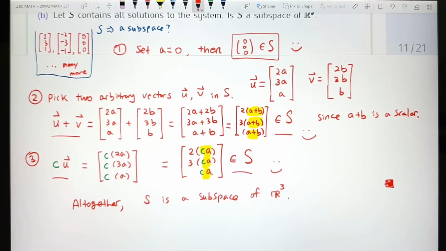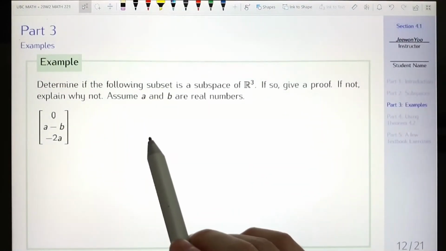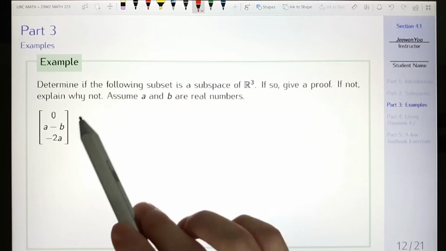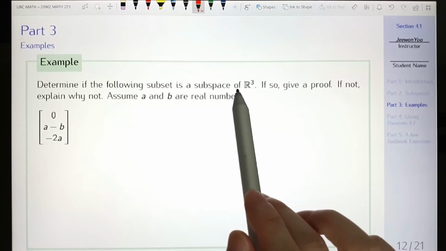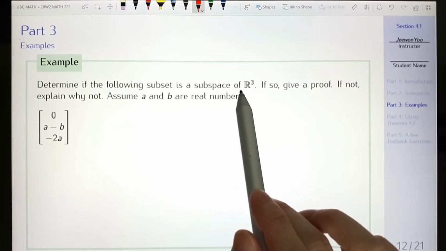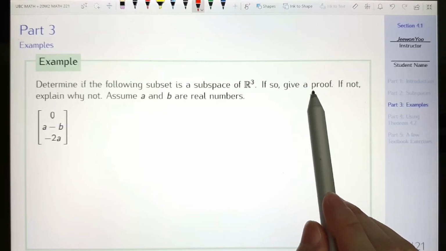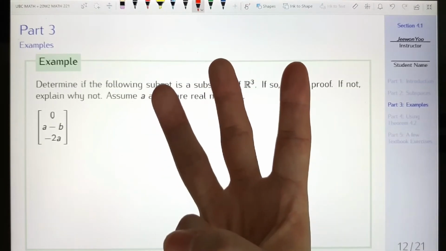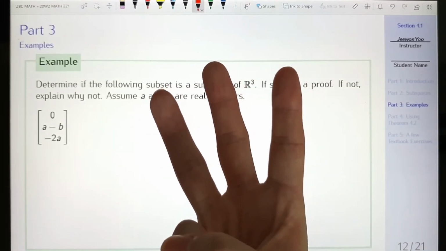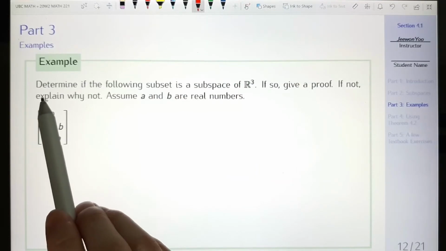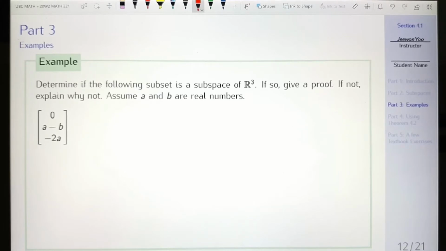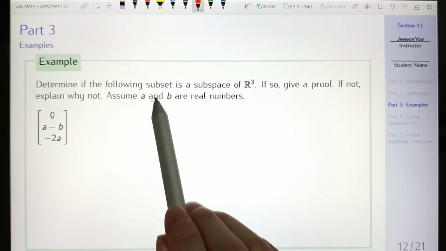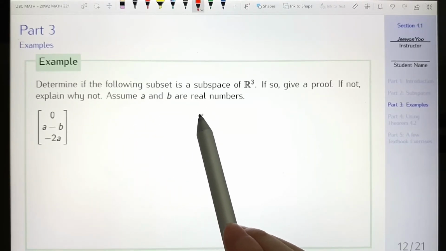Let's try another one. Here's the next question. Determine if the following subset is a subspace of R3. If so, we prove it using the three conditions from the definition. If not, we just give a counterexample showing why not. Here, a and b are just some scalars, okay?